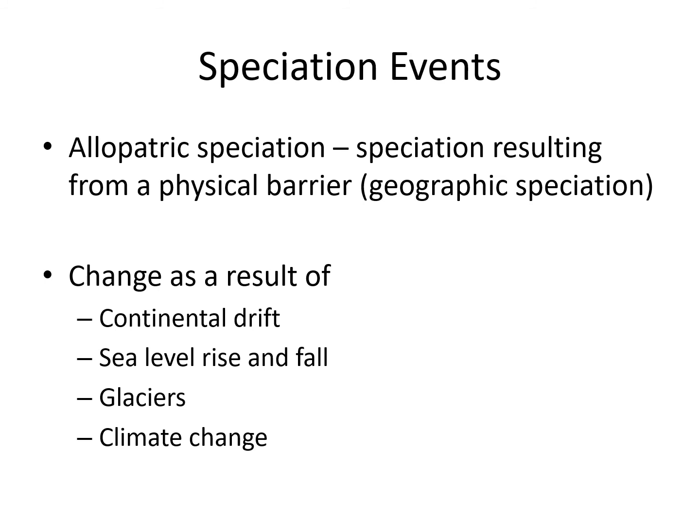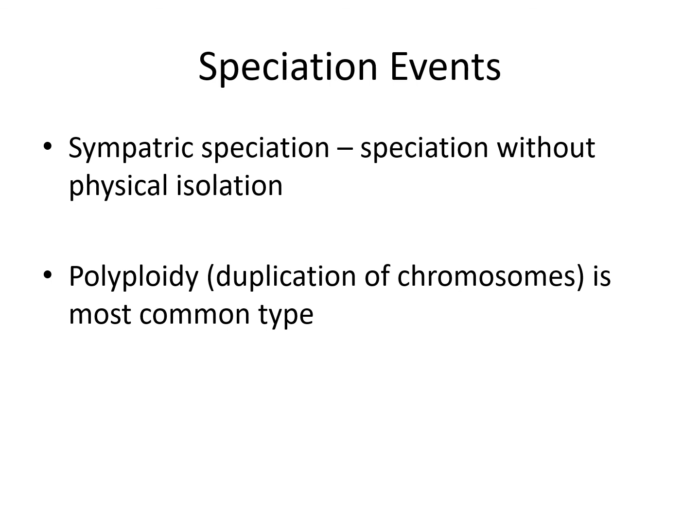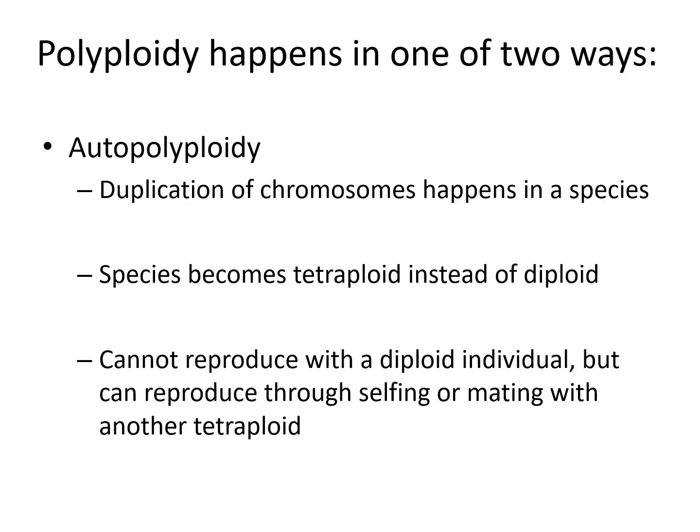Our world has undergone a lot of change. So these speciation events happen throughout the course of time. Sympatric speciation happens when you have a separation without any physical isolation. And there's a couple ways it can happen. One of those ways is when polyploidy happens. Polyploidy happens when chromosomes get duplicated. Well, there are a couple ways that chromosomes get duplicated.